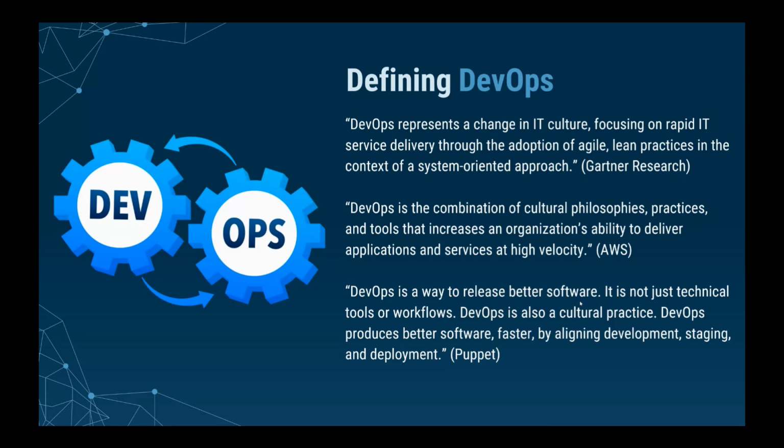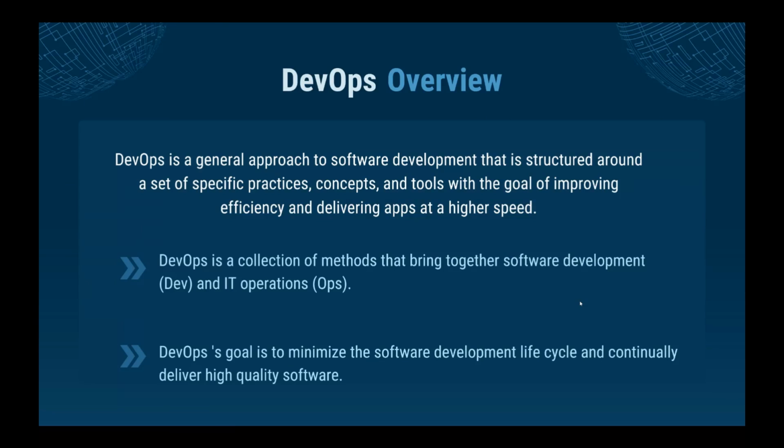And a lot of that is kind of confusing. So I like this definition, and I will read this one because this really sums it up. DevOps is a general approach to software development that is structured around a set of specific practices, concepts, and tools with the goal to improve efficiency and deliver apps at a higher speed. Now, we're going to dig into what that means, okay?